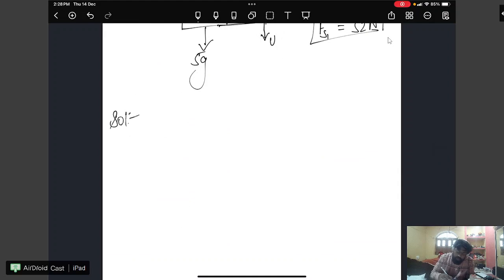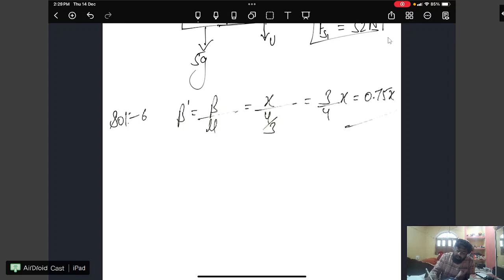New fringe width beta dash is equal to beta upon mu. Beta is X already, the previous fringe width, divided by mu of water, which is 4 by 3. So it will be 3 by 4 times X. 3 by 4 means 0.75 times X. That is the answer.